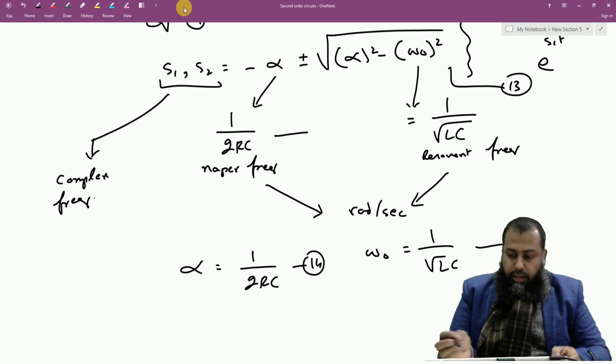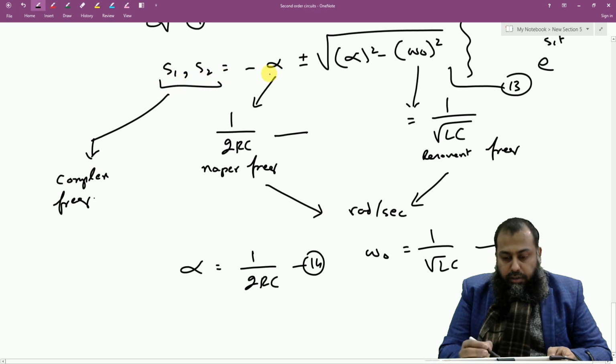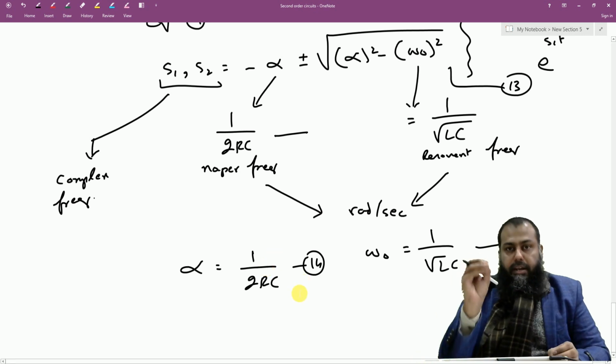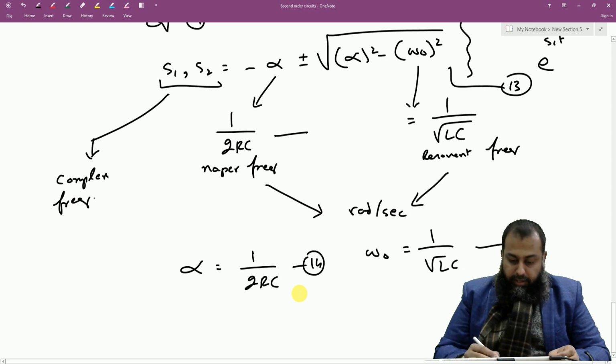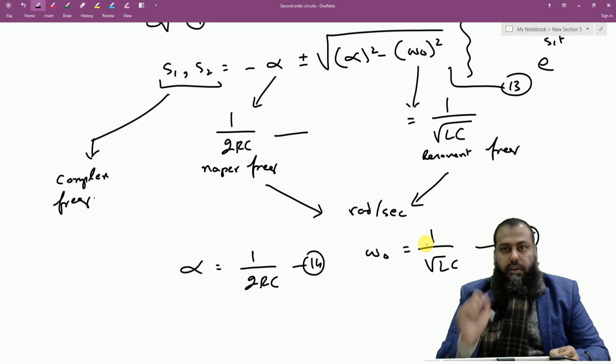In equation number 13, S1 and S2 are dependent on alpha and omega naught, right? And alpha and omega naught are dependent on the values of the components connected in that parallel connected RLC circuit. This means that there are three possibilities that may exist. Number one is that alpha is greater than omega naught. The other is that alpha, the neper frequency, is less than the resonant frequency. And the third possibility is that the neper frequency is equal to the resonant frequency of a given circuit.